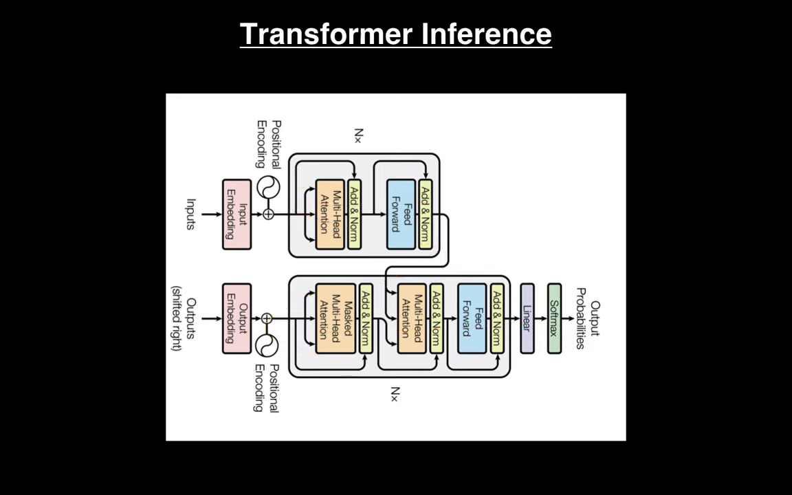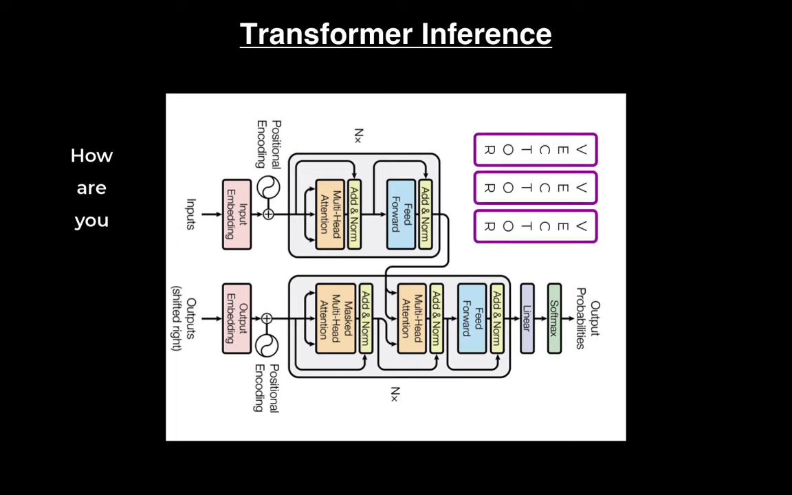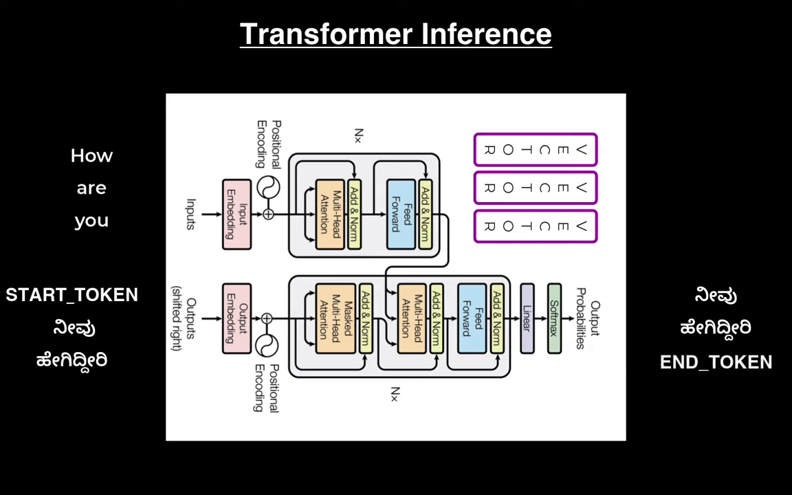Now, during inference, let's say that we want to translate the English sentence, "How are you?" to Kannada. We don't have any contextual words, but we do have the English words. So we can generate the English word vectors from the encoder, but we only pass the start token of the Kannada translation to the input of the decoder. This will produce the first word in the Kannada translation, which is nivu. That's how you read this. We then take the start token and nivu to generate the next word of the sentence, which is hegidiri. We now pass in all of these generated words and continue generating words until we hit the end token, and this will complete the translation.